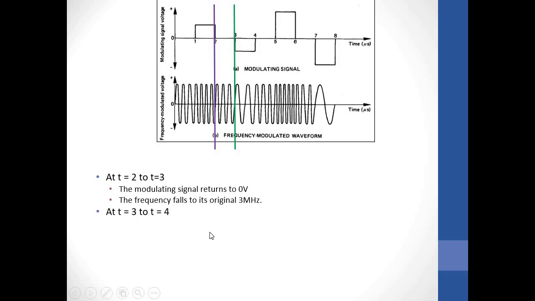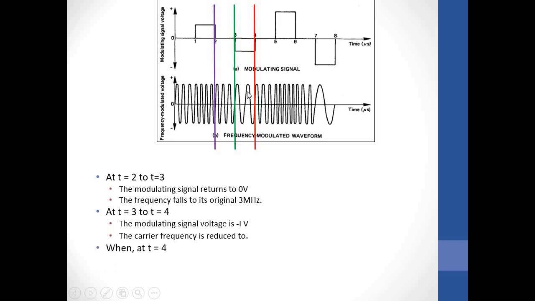Then from t equal to 3 to t equal to 4, our voltage is minus 1 volt. So we reduce our frequency by 1 megahertz, from 3 megahertz to 2 megahertz. So the modulating signal is minus 1 volt, and the carrier frequency is reduced to 2 megahertz. So at this point to that point, our frequency is now 2 megahertz. When t equal to 4 to t equal to 5, our frequency should go back to 3 megahertz because we are back at 0.